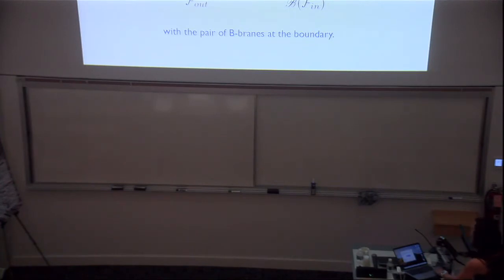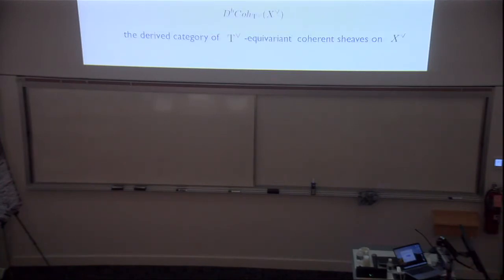So the B model annulus amplitude, essentially per definition, is a supertrace over the graded Hom space between the two branes computed in the derived category of T equivariant coherent sheaves on X check. So if you just ask what contributes to the annulus, the answer is this.